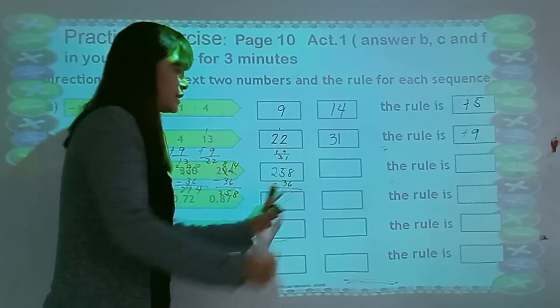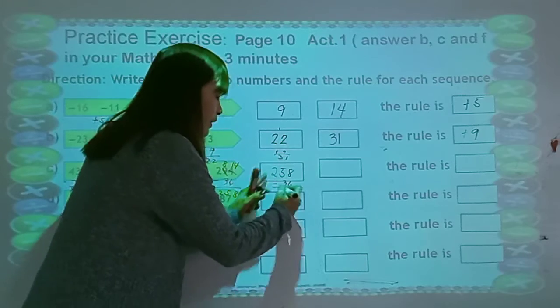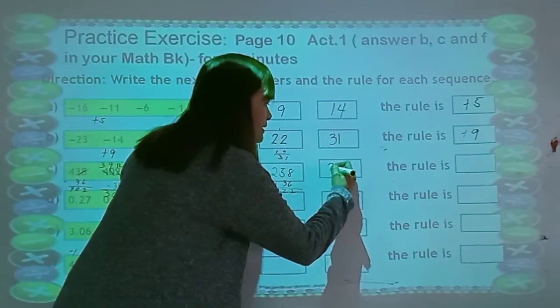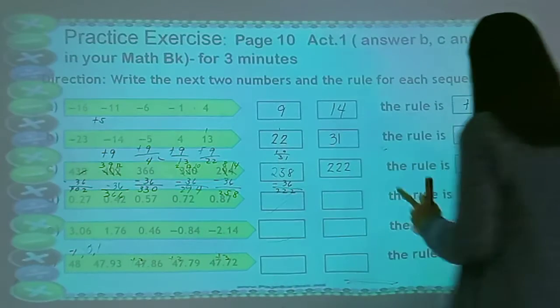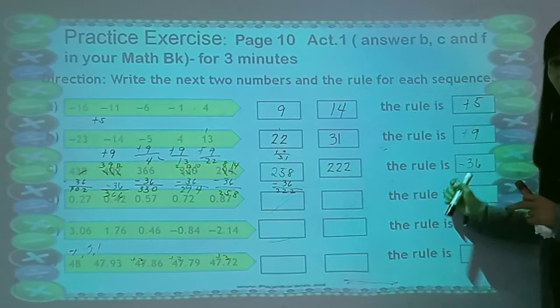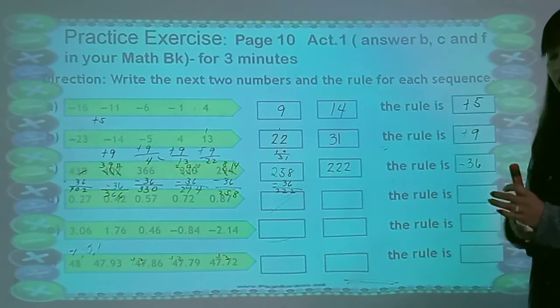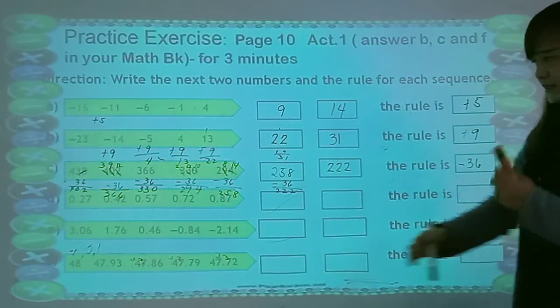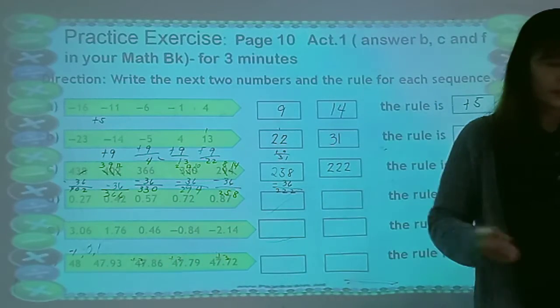Okay. 8 minus 6 is equal to 2. 5 minus 3 is equal to 2. Bring down 2. Therefore, the last is 222. So, what is the rule? By subtracting negative 36. Can you follow, grade 6? So this is how we are going to answer activity number 1. Now class, I want you to answer D, E, and F after our discussion.